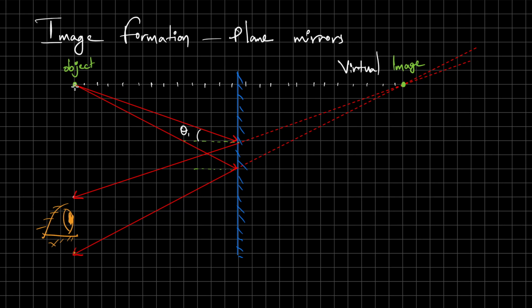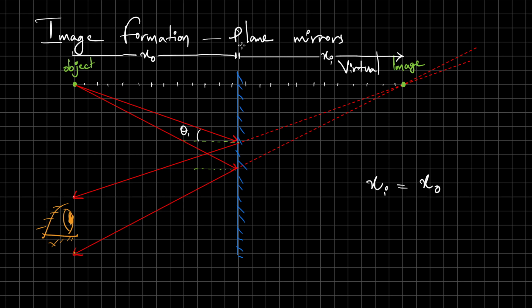Let's call this distance XO, object distance, the distance from the object to the mirror. Let's call this distance XI, image distance, distance from the mirror to the image. Let's write an equation. They're equal. So XI is equal to XO.